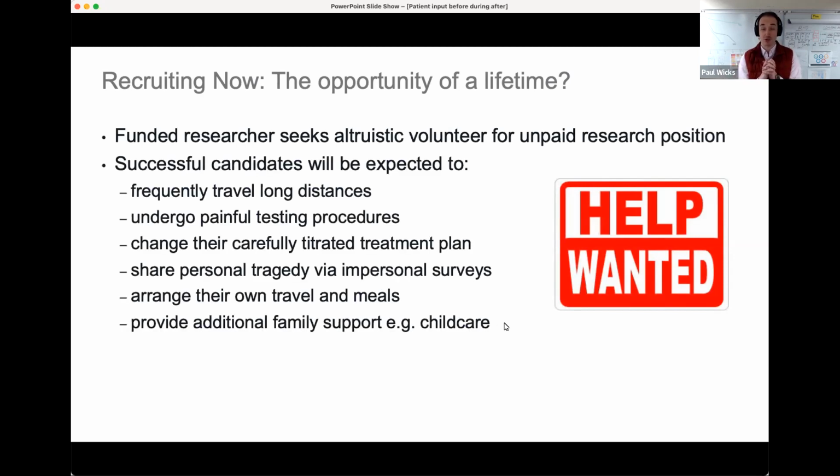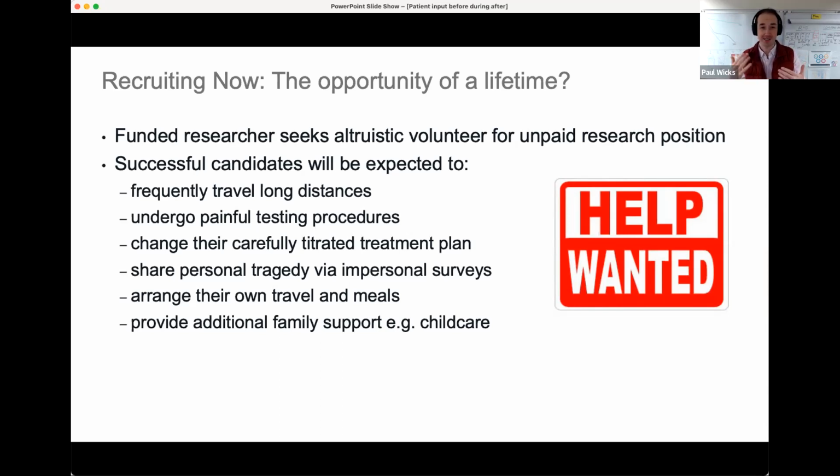If you're successful in this role, what we're going to ask you to do, you have to travel very long distances, and we're going to stick some needles in you and draw some blood and ask you lots of questions. If you have any kind of pre-existing medical conditions, we're going to mess up all your plans and interfere with all the things that your doctors have done in the past. We're going to ask you about some really sensitive personal topics via a bunch of check-the-box questionnaires that won't really fully address how you've been living.